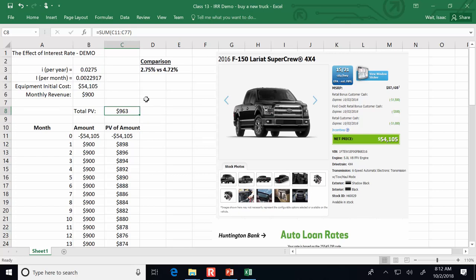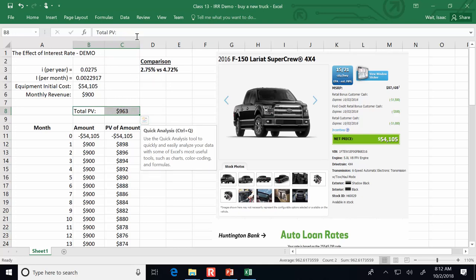Not by a lot. You know, $963 for all the trouble of buying a new truck and putting it into service and so on. But of course, there are other factors in play. If it means employing some people who otherwise wouldn't have a job, then if you could do that and at the same time make additional money, maybe you should go for it.